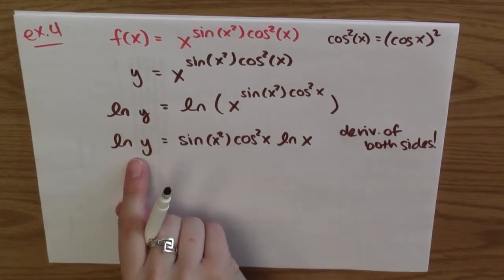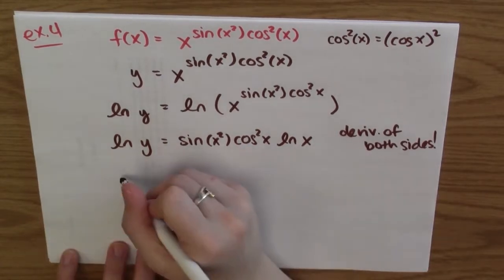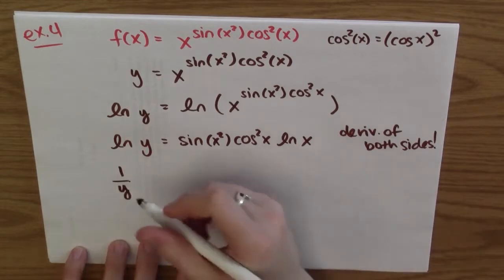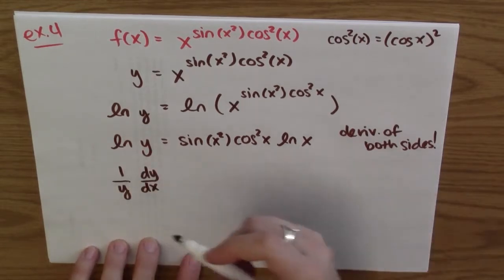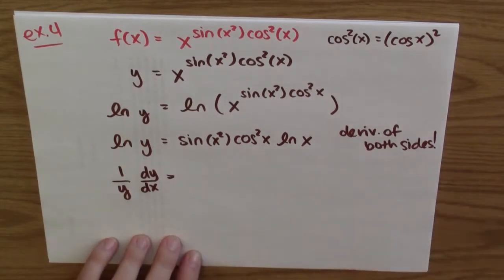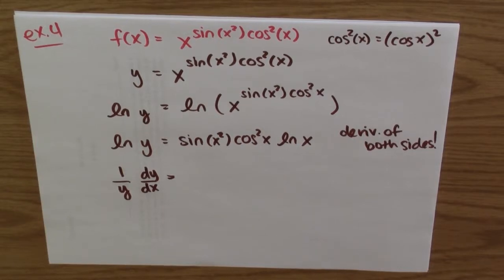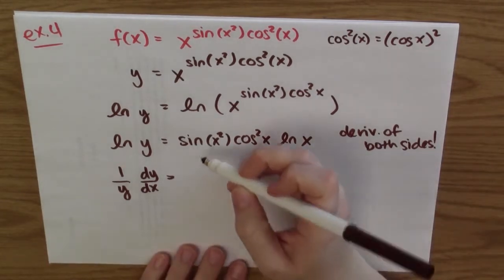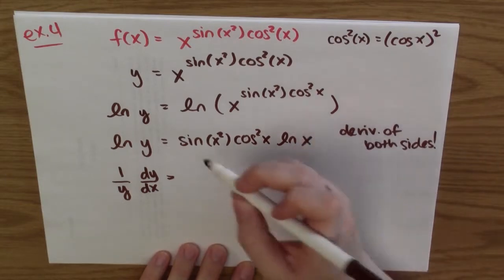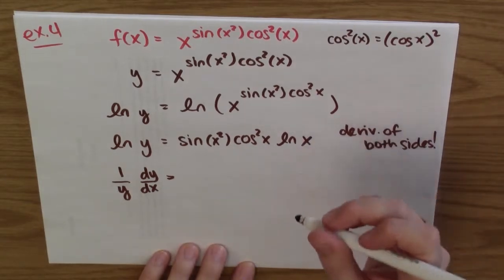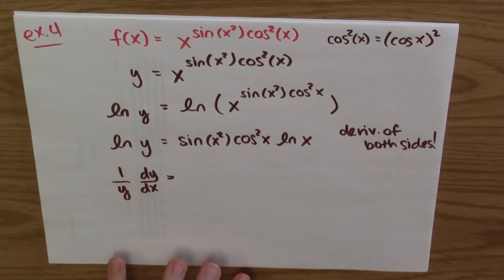So here I have the derivative of the natural log of y is 1 over y times the derivative of y, which is dy dx, by the chain rule. And on this side, I'm going to need to use the product rule for 3 functions. So you can work that out on your own, or you can believe me when I say that I take the derivative of the first one times the second and the third, plus the derivative of the second one times the first and the third, plus the derivative of the third function times the first and the second.